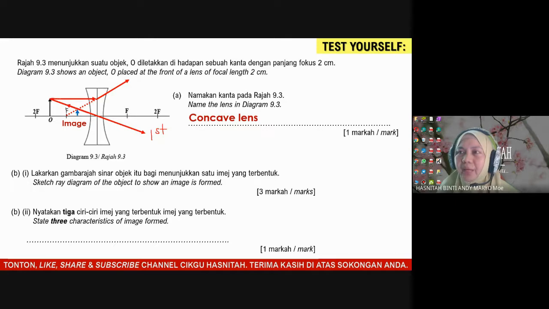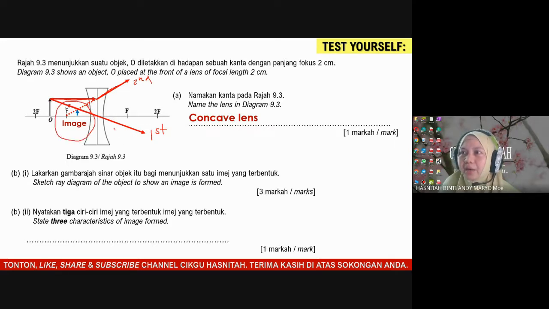A light ray from the object travels parallel to the principal axis. This is a concave lens, remember? So it will diverge, diverge from the focal point at the front. So this is the second rule. And this is the intersecting point, where our image appears.